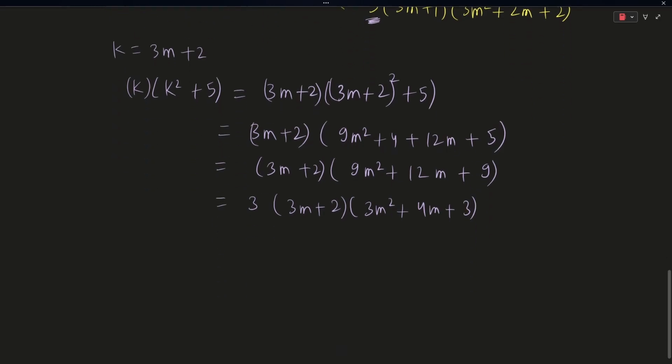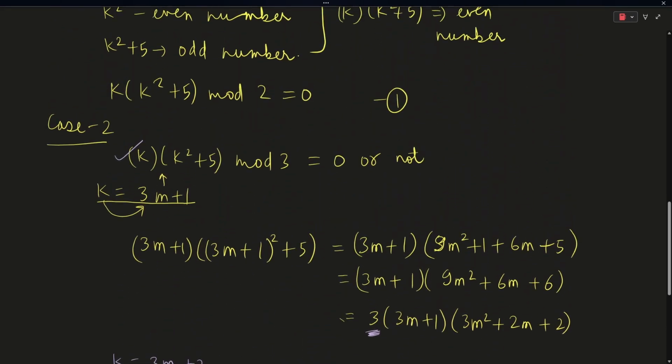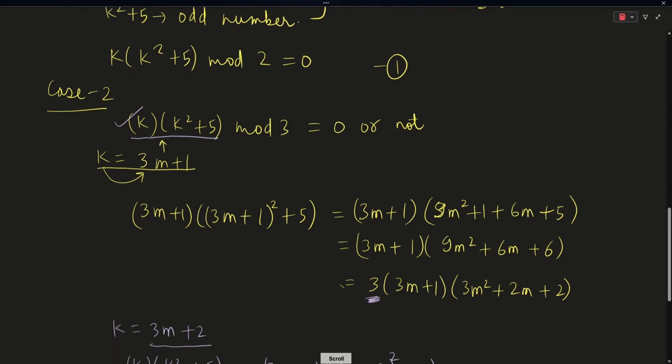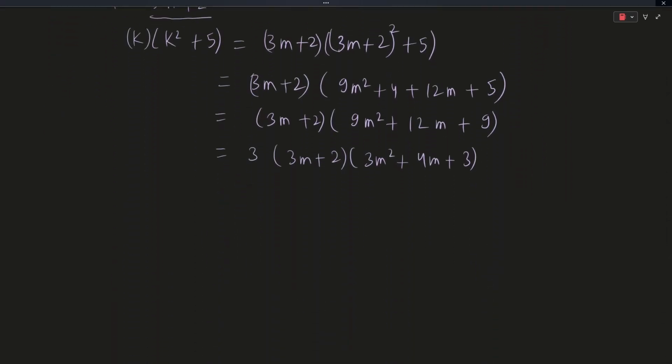What I've observed here is that whether I'm taking the value of k as 3m plus 1 or 3m plus 2, in both cases, the number k into k square plus 5 is completely divisible by 3. And if I take k is equal to 3m, the multiple of 3, then k into k square plus 5 will always be divisible by 3.